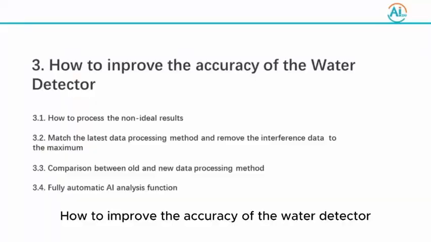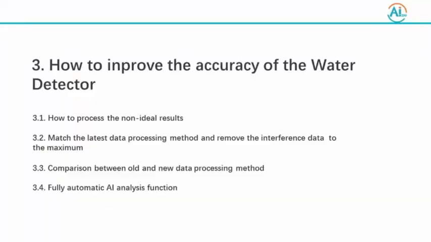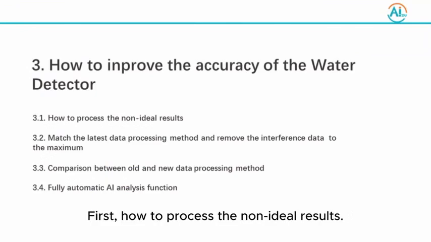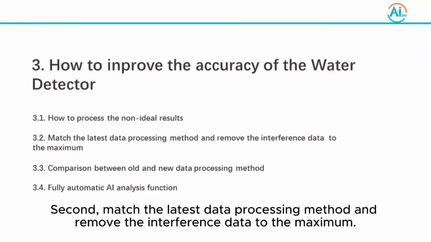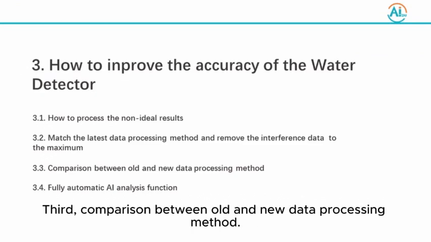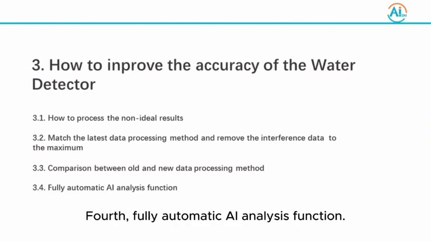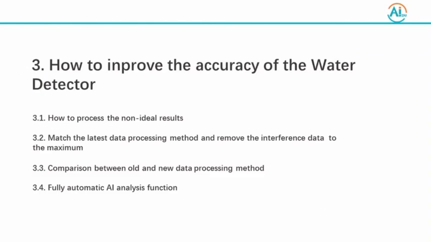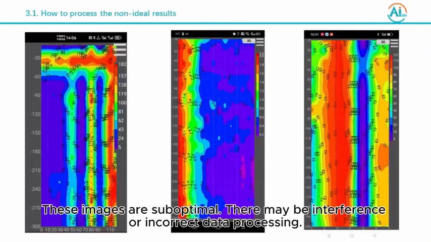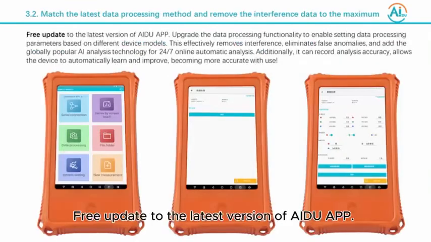How to improve the accuracy of the water detector. First, how to process the non-ideal results. Second, match the latest data processing method and remove the interference data to the maximum. Third, comparison between old and new data processing methods. Fourth, fully automatic AI analysis function. These images are suboptimal. There may be interference or incorrect data processing. Free update to the latest version of the iDo app.